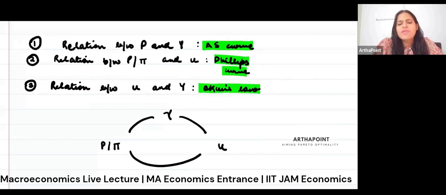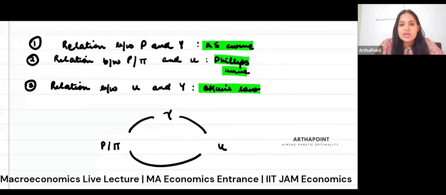Now, we've already seen the AS curve. Last class also we saw the AS curve. We saw the modeling of the AS curve. We in fact derived the AS curve. We derived the value of alpha in the AS curve. So how is this class's AS curve going to be different from the last classes that we have done?